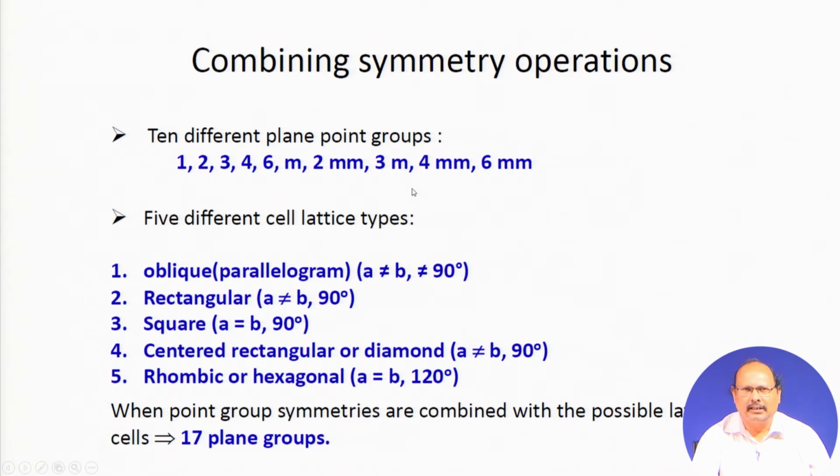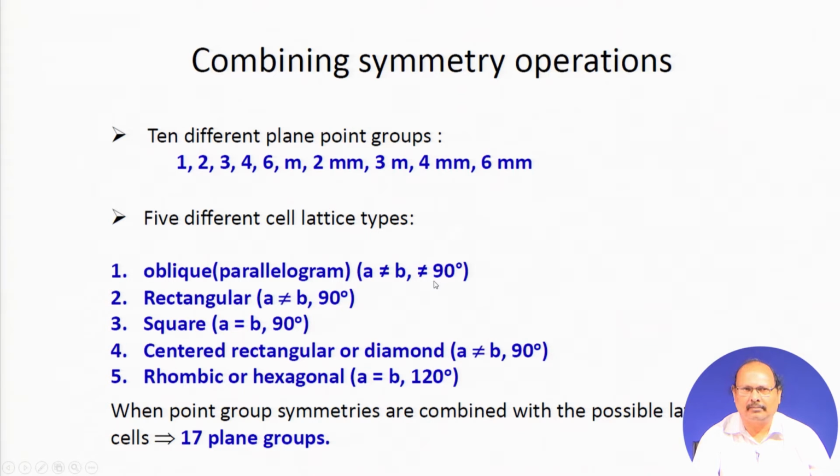And the nature of translation in two dimensions, and their unit cell lengths and the angle between the two directions, result in 5 different types of lattices. And what are these 5 different types of lattices? We call number 1 the oblique or parallelogram type of lattice. And how is this generated? This is generated when A is not equal to B and the angle between A and B is not equal to 90 degree.